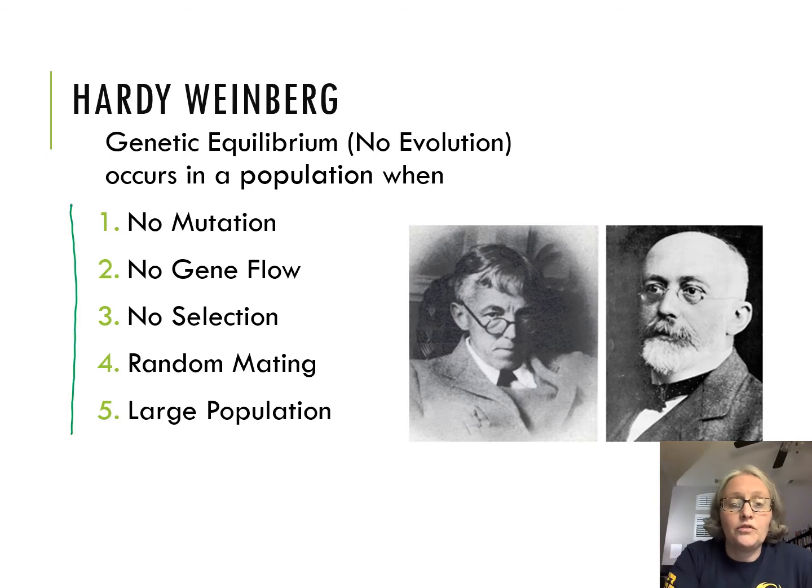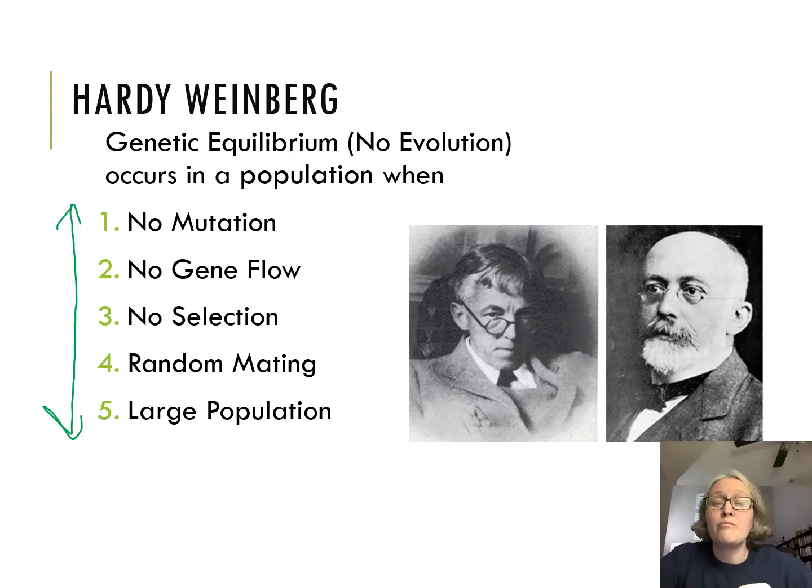They include the following. Number 1, in order for a population to be non-evolving, there has to be no mutation. Number 2, there can't be any gene flow. People can't be moving in, people can't be leaving. Number 3, there can't be any selection. So there can't be any natural selection. We can't be selecting for the tallest or killing off the red ones.